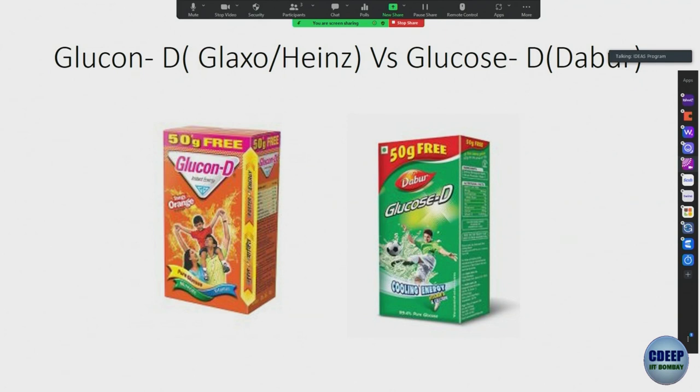But then the court said, look, your packaging is similar, the name is phonetically similar, you are an infringer. By the time the case was going on, Dabur changed the packaging and said, look, our packaging is different.